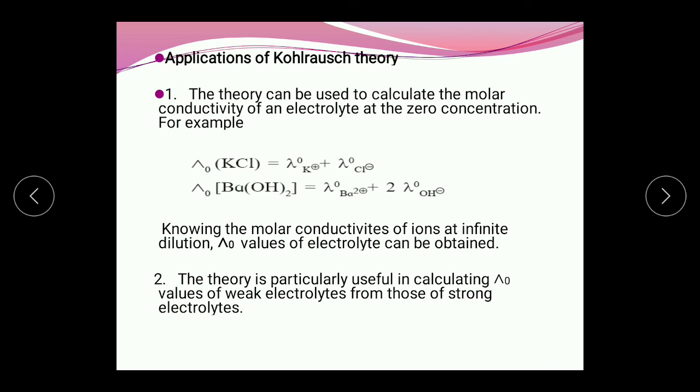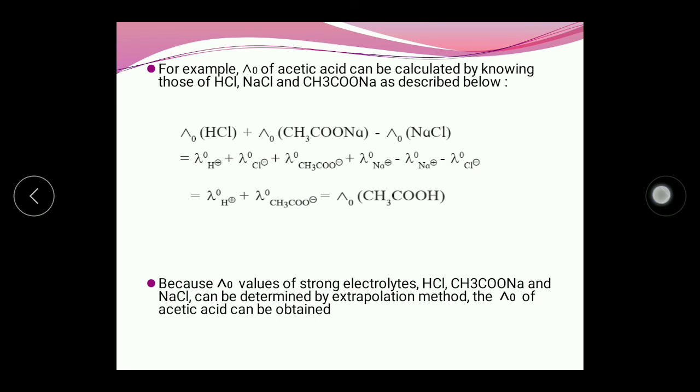Now, second application. This theory is particularly useful in calculating lambda 0 values of weak electrolytes from those of strong electrolytes. To understand this, let us take an example. Suppose we want to calculate lambda 0 of acetic acid, CH3COOH, a weak electrolyte. Then lambda 0 of acetic acid can be calculated by knowing the lambda 0 values of HCl, NaCl and CH3COONa, that is sodium acetate. All three are strong electrolytes. I told you in the previous session that strong acids, strong bases and salts are strong electrolytes, and weak acids and weak bases are weak electrolytes. As acetic acid is a weak acid, it is a weak electrolyte.